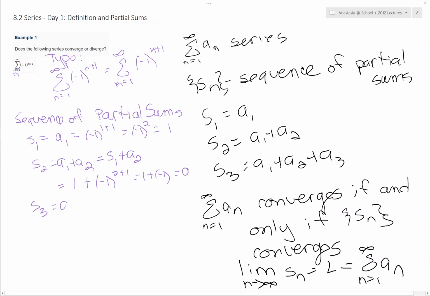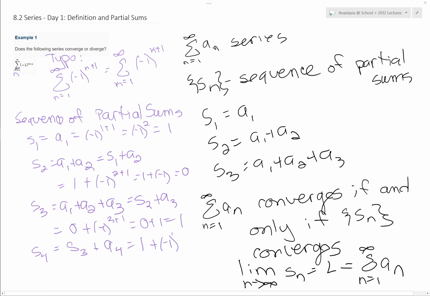Then s sub 3 is going to be a sub 1 plus a sub 2 plus a sub 3, and notice this is the same thing as our previous term in the sequence, plus one more term in the series. So that's going to be 0 plus negative 1 to the 3 plus 1, or negative 1 to the 4th, which will be a positive 1. So we're going to get 0 plus 1, or 1. S sub 4, continuing our pattern, is going to be s sub 3 plus the next term in the series, so that's a sub 4. So this is 1 plus negative 1 to the 4 plus 1. That's going to be negative 1 to the 5th, so negative 1 plus 1 will end up giving us a 0. So I think it's pretty easy to see what the pattern in the sequence is now.